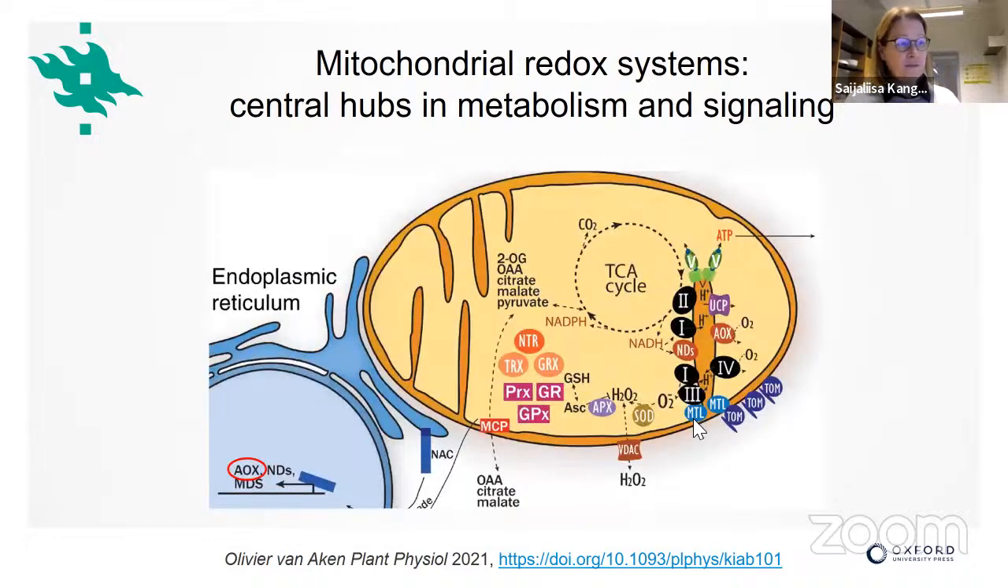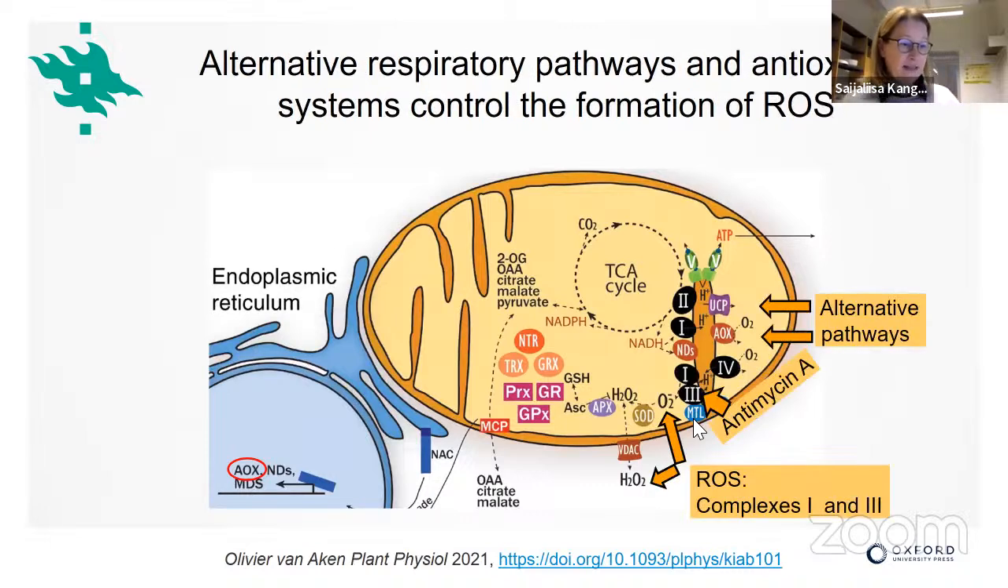So if we then zoom a bit into the mitochondria and raise some issues that are partially plant specific, if you look here, you see that the plant mitochondria have all the required, all the classical electron transfer components. So oxidative phosphorylation occurs through the complexes 1, 2, 3, and 4.